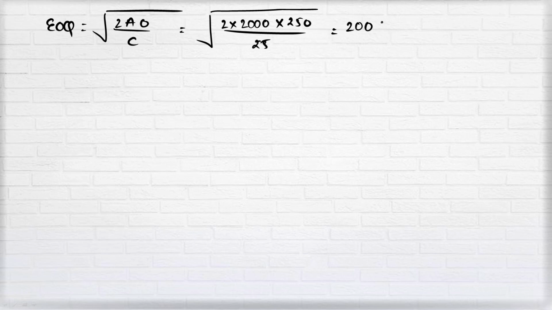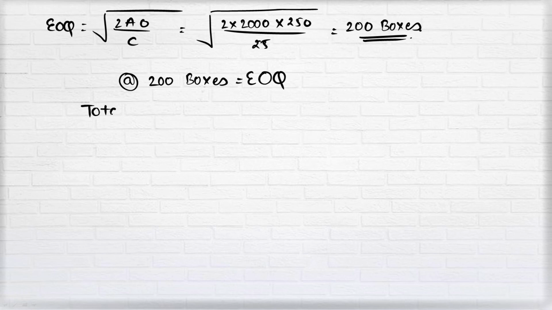Kgs, units, boxes, it will be boxes. Because you have taken it in boxes, this will be 200 boxes. At 200 boxes EOQ, you can even write down EOQ because you know that it is EOQ. At 200 boxes EOQ, what will be total cost?